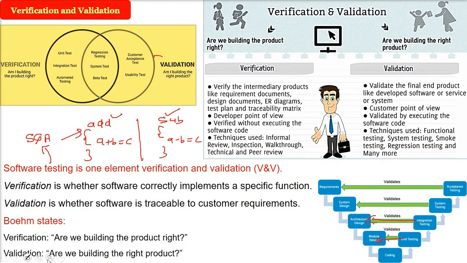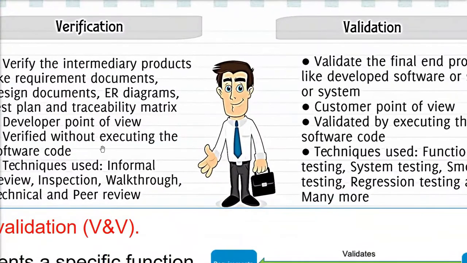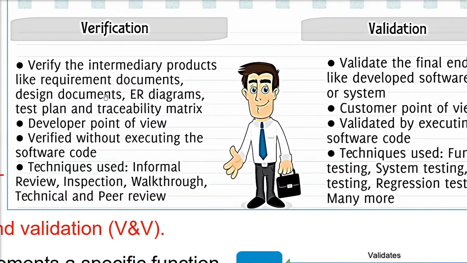Verification and validation. Verification verifies the intermediate products like the SRS, the design documents, the ER diagrams, test plan, traceability matrix. And these are done from the developer's point of view, because as a developer, we are verifying whether what we have done is correct or not, or some independent team will see whether what the developer has done is correct or not. We sometimes verify without executing the software code. So we use techniques like informal review, inspection, walkthrough, technical and peer review.